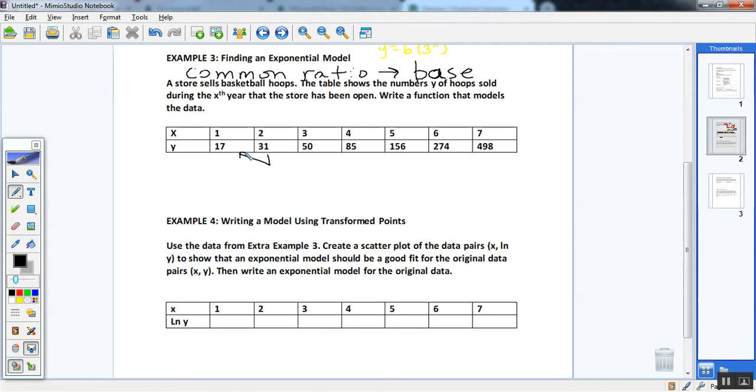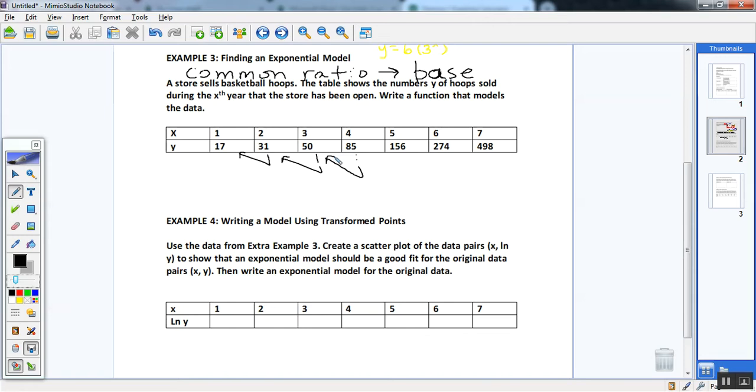What's 31 divided by 17 for me, kids? Let's go 2 places, maybe. 1.82. Somebody take 50 and divide it by 31 for me. 1.61. Do 85 divided by 50. Are we getting the exact same values, kids? No. But are they pretty close? 1.8, 1.6, 1.7. They are, aren't they?